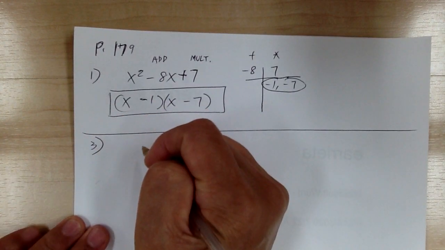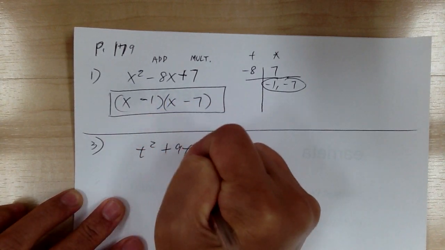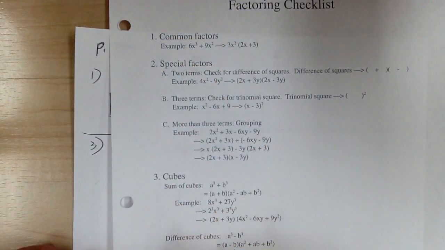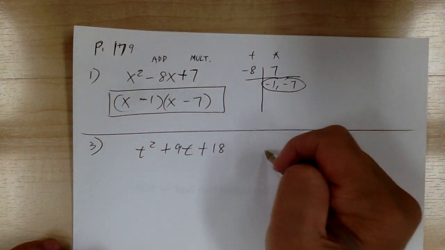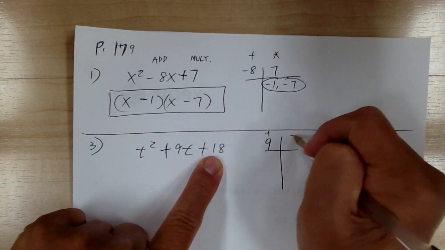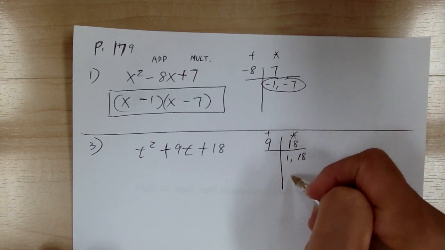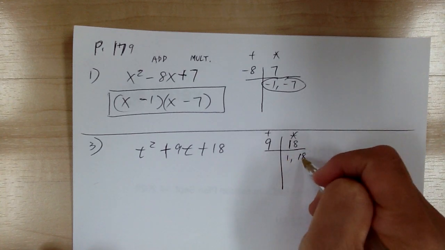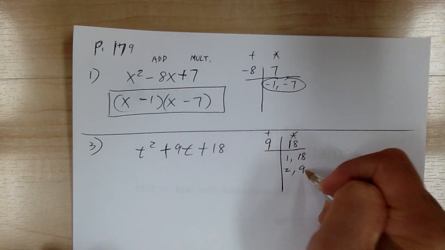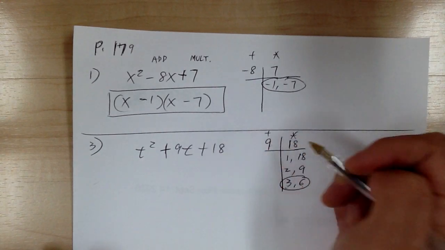Let's go to number 3. So you've got t squared plus 9t plus 18. You can go through the checklist: step 1, step 2, step 3, step 4. So step 4, again, get your 9 over here. This is for adding, and this is for multiplying. You can start with the combination 1 times 18. But remember, you have to multiply to get this number and add to get this number. So you try 2 and 9, no, 3 and 6, and that's it, right? 3 times 6 gives you 18, 3 plus 6 gives you 9.